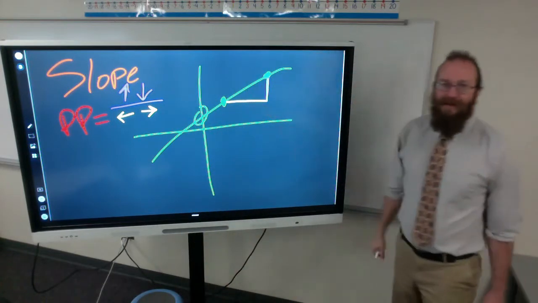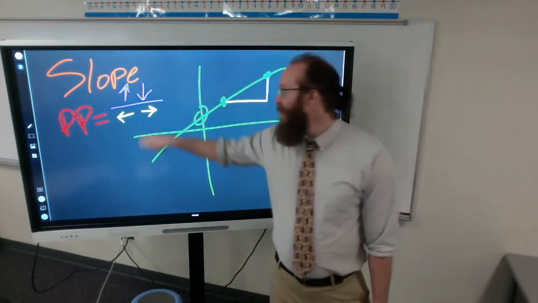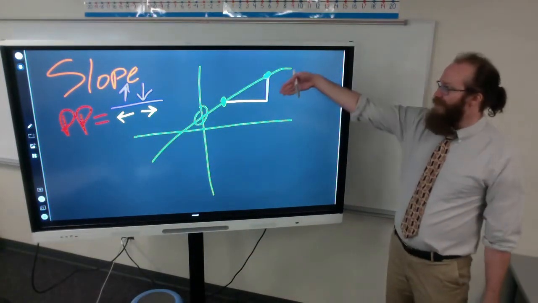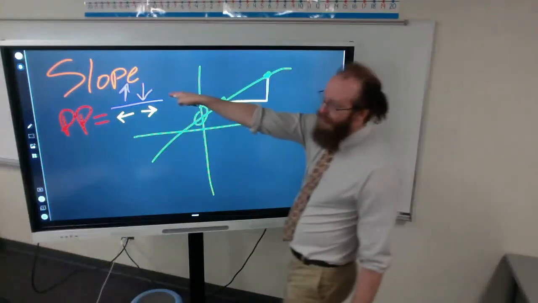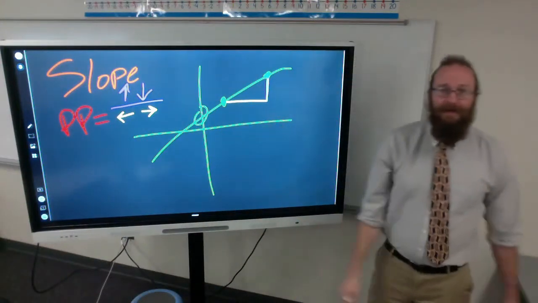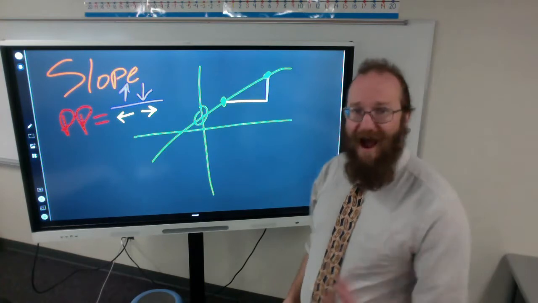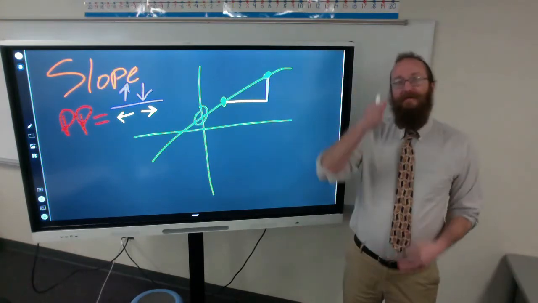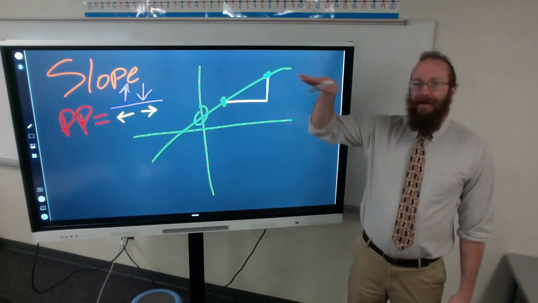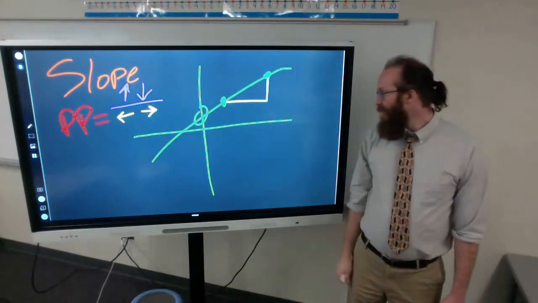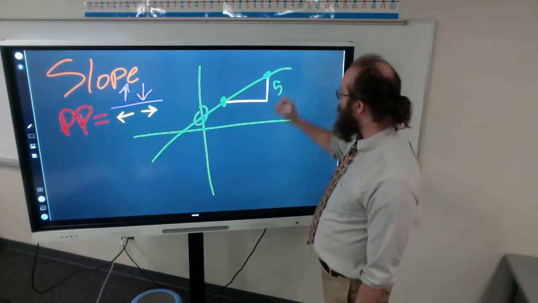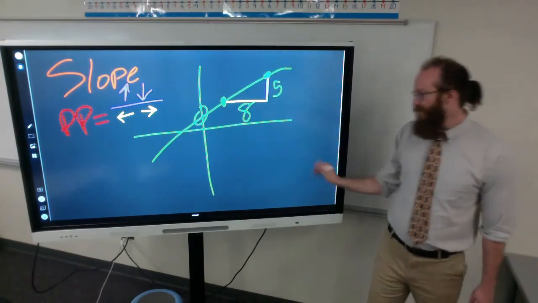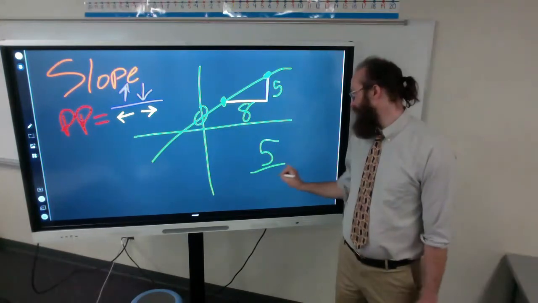And I'm going to take my yellow value, how much it goes left or right, and put it on the bottom of the fraction, right? So up and down goes on top, left and right goes on bottom. That is how you would write or find the slope, right? You count how much it goes up to the next point, count how much it goes over. For instance, if this is 5 and 8, our slope would be 5 over 8 in this case.